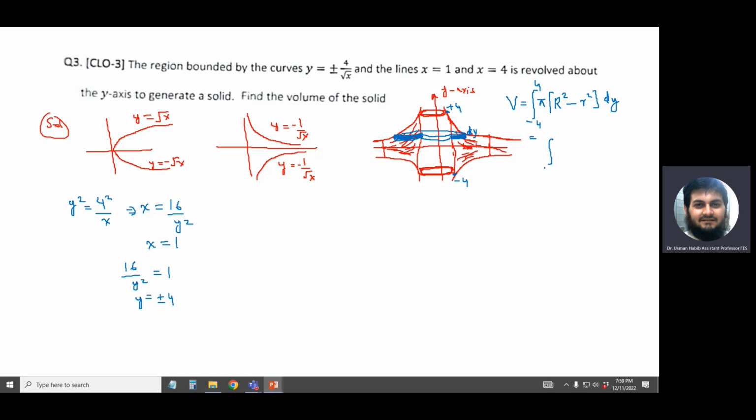So let's write it down: from minus 4 up to 4, 16 squared over y squared minus 1 squared, that is x equals 1. This is the lower limit, and then the whole thing has pi coming out of the integral, with dy. If you try to solve this integral, you will find that there is some difficult part because this integral diverges, and we may not be able to use the washer method quite easily. So let's go for another method.